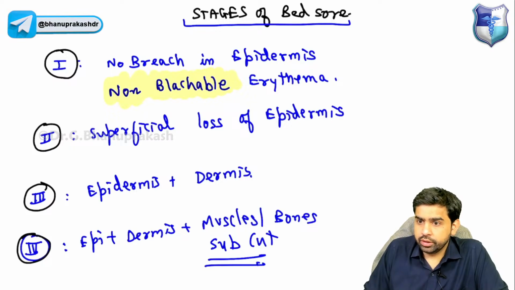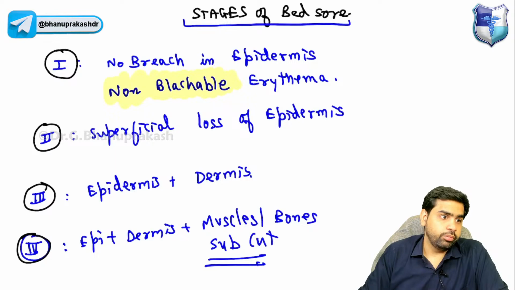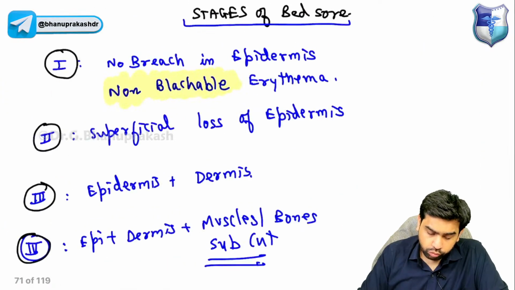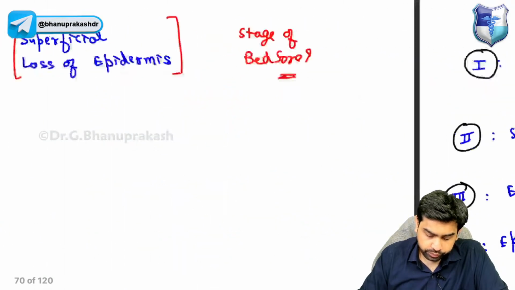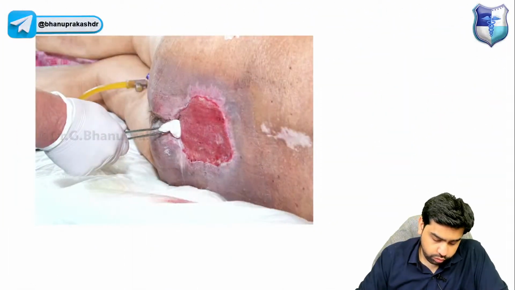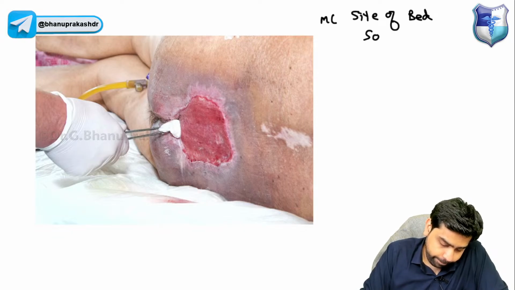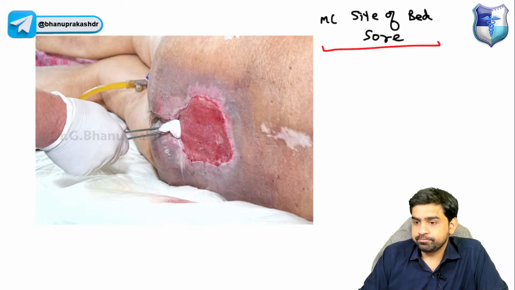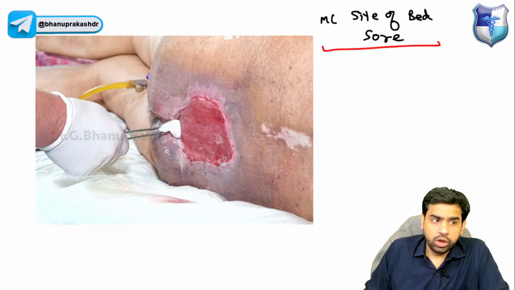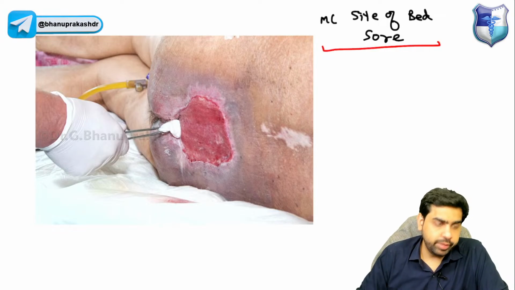Understood? Got it? Now let us talk about the most common site. If I ask you, what is the most common site of the bed sore? Can you please help me with this? Please put your answers in the comment box, guys. What is the most common site of the bed sore?